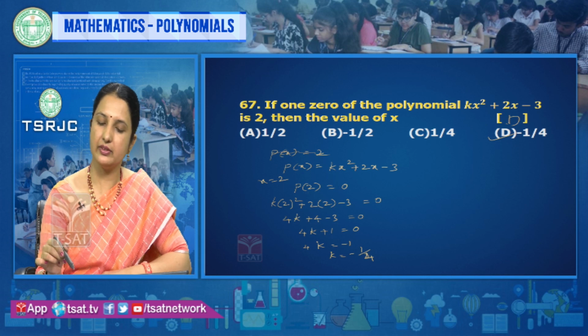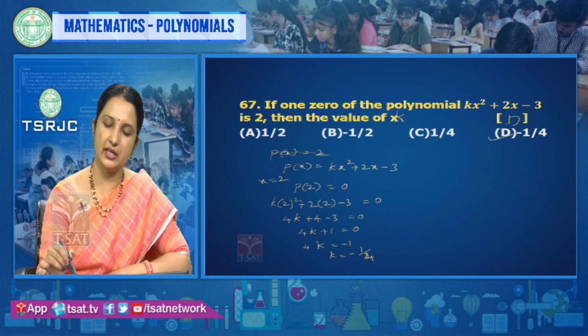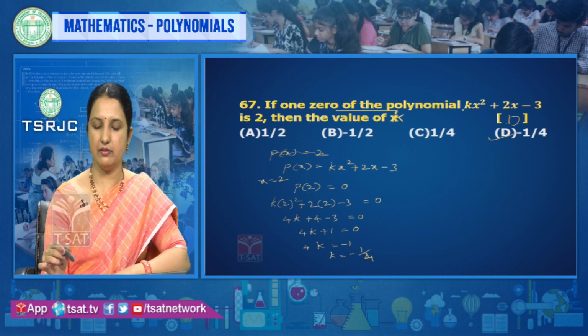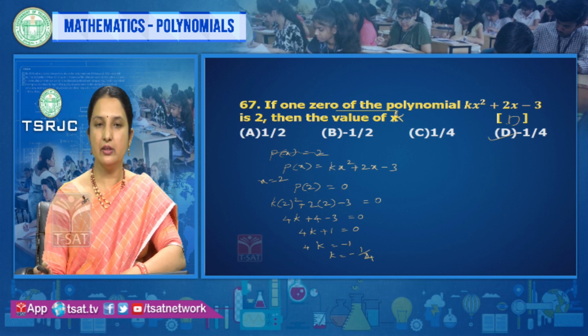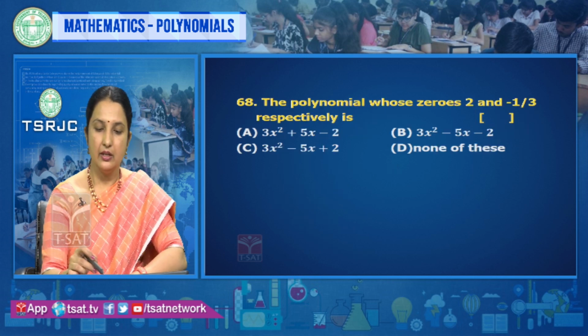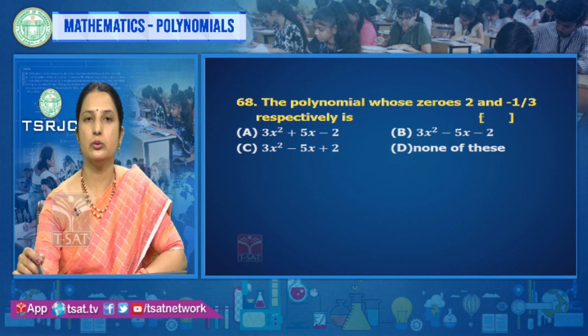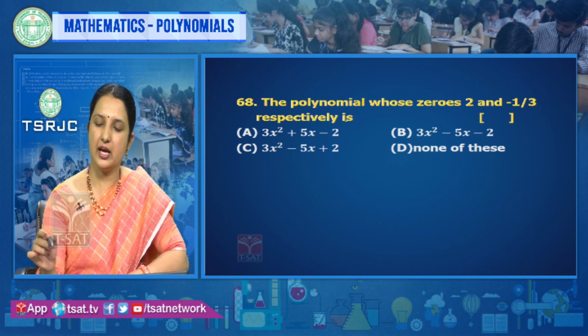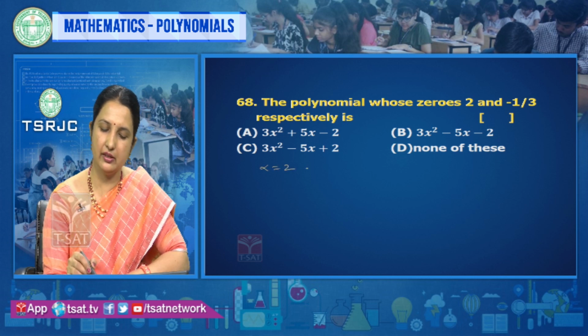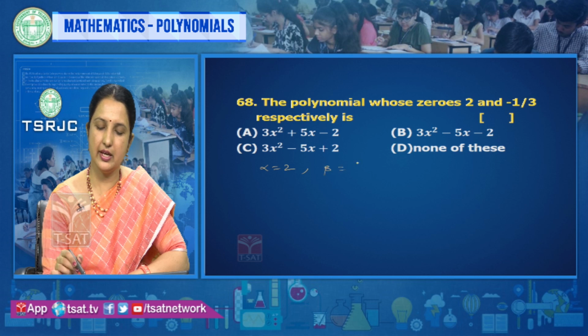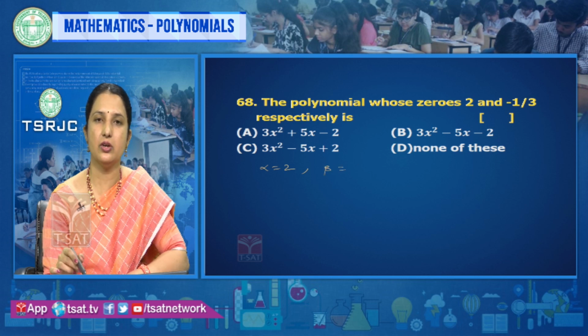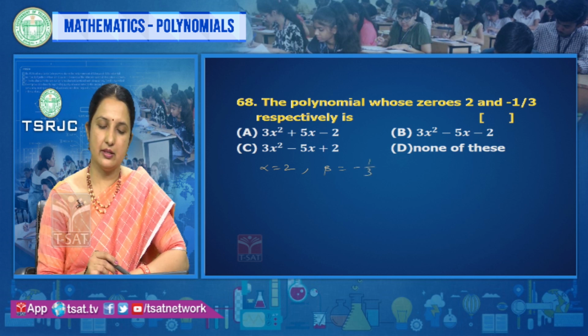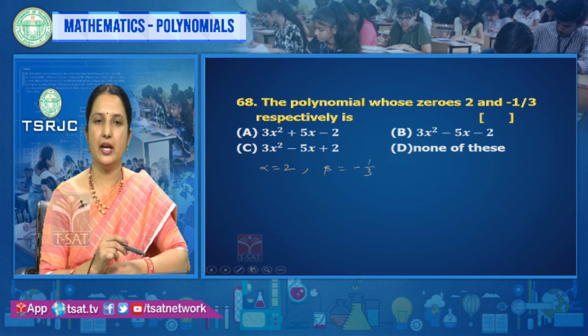The unknown value in the question is k, and the value of k is minus 1 by 4. Next question: the polynomial whose zeros are 2 and minus 1 by 3 respectively is... The zeros are given, 1 is 2 and the other is minus 1 by 3. For a quadratic polynomial, we always take one zero as alpha and the other as beta. Then we have to find out the polynomial.